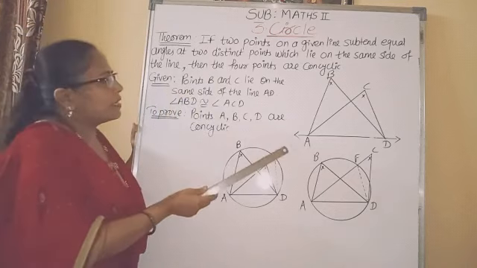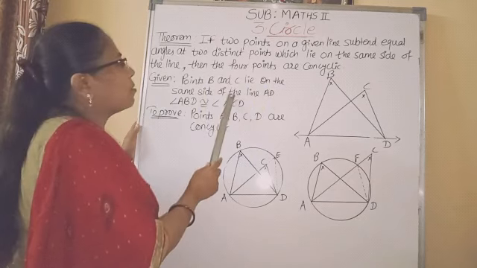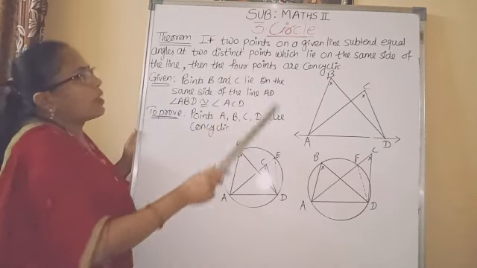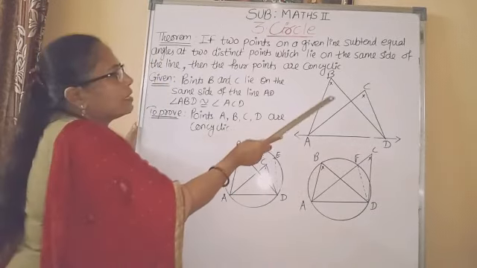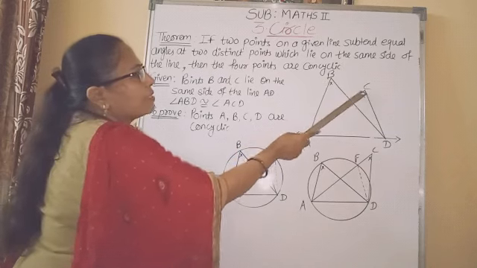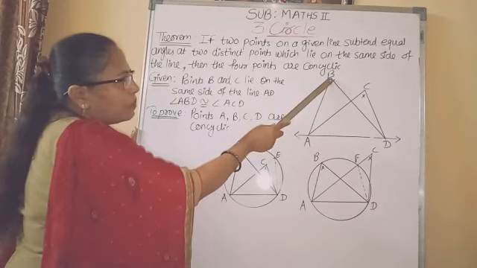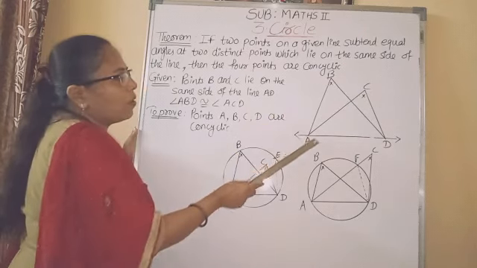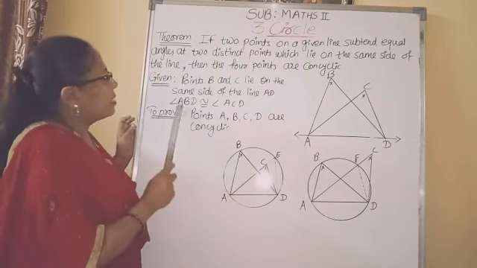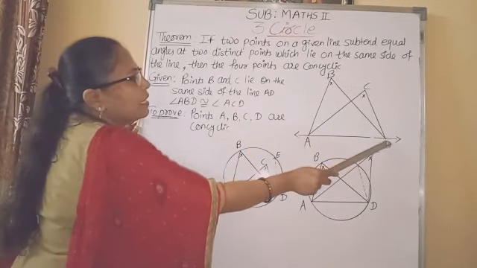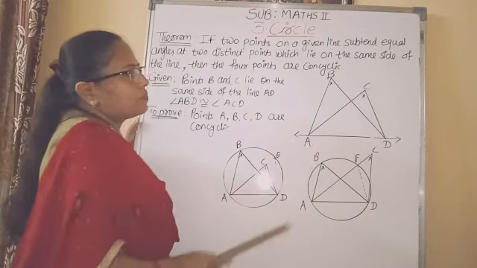So here the given part is, points B and C lie on the same side of the line AD. See, two points are already on the same line. There are two more points which are on the same side of the line. So here point B and point C are on the same side of line AD, such that angle ABD is congruent to angle ACD.